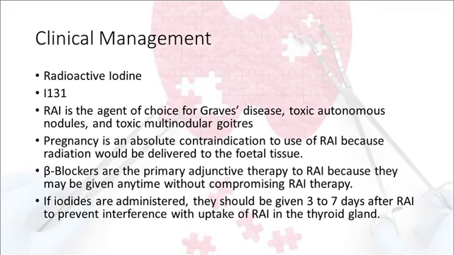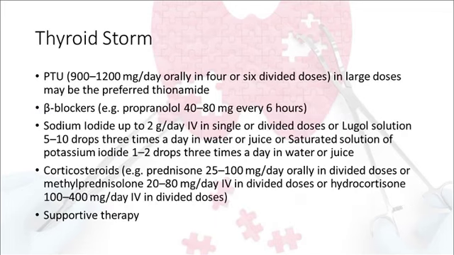Beta blockers are primarily adjunctive therapy to radioactive iodine therapy, primarily because they may be given at any time without compromising radioactive iodine therapy. If iodides are administered, they must be given 3 to 7 days after radioactive iodine therapy and never before, to prevent interference with uptake of radioactive iodine in the thyroid gland.